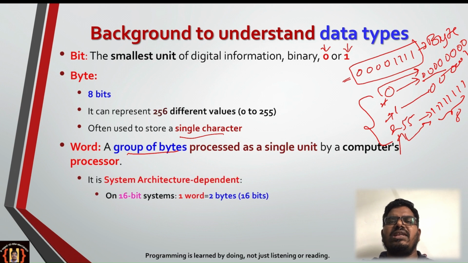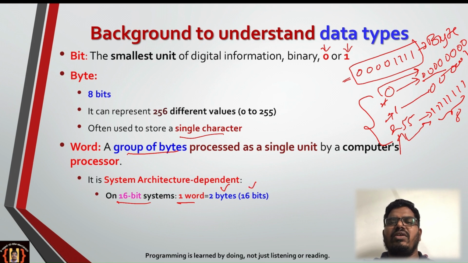So this word length, basically, when I say group of bytes, what does byte mean? More than one bit. A word means more than one byte. So a byte is 8 bits. The meaning of a word differs from one system architecture to another. Let us say if it is a 16-bit system, one word is represented as 2 bytes. When I say 2 bytes, it is 16 bits.